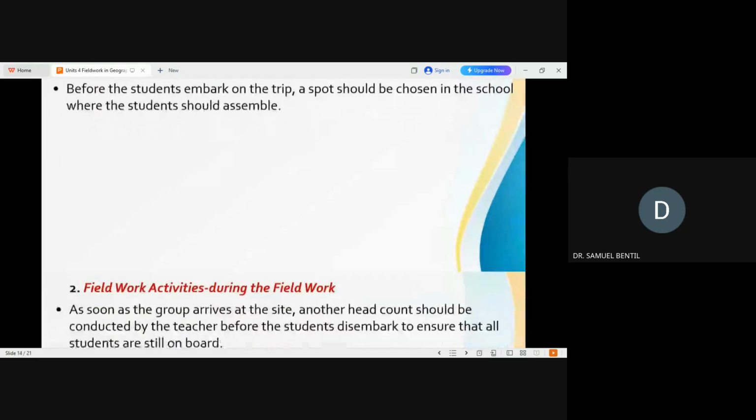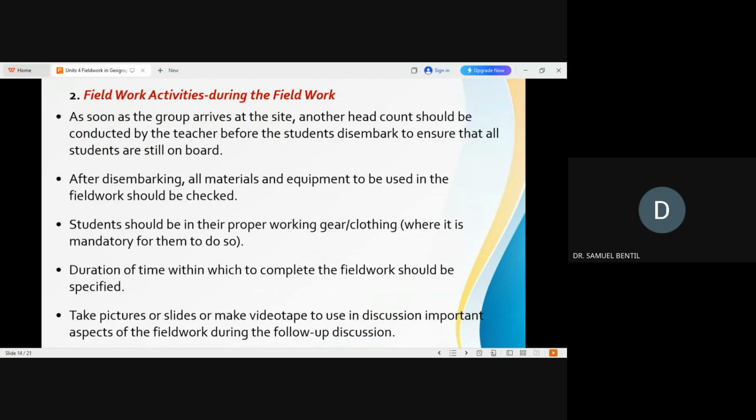Okay. Then we get to the actual fieldwork stage. So this is where we have gotten to the field, the fieldwork activity itself. As soon as the group arrives at the site, you must conduct another head count by the teacher before the students disembark to ensure that all the students are still on board.